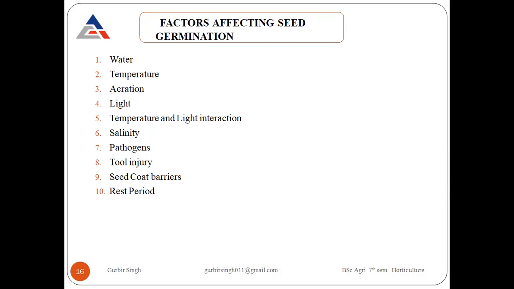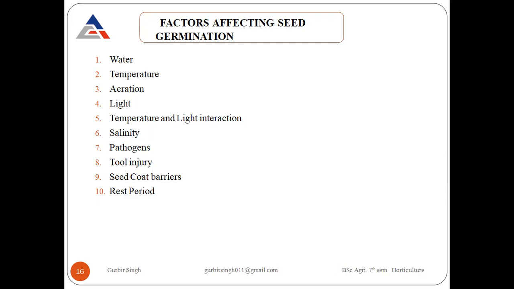Next is pathogens. Pathogens also affect seed germination, like damping off of seedlings, which is the most important example in which the pathogen completely destroys the young seedlings. So proper care must be taken to avoid pathogen organisms in the growing media.